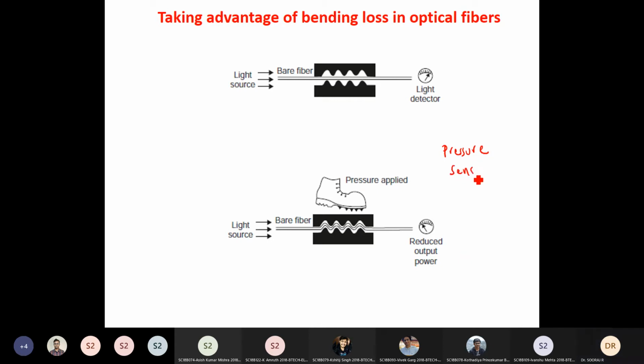So I can always make a sensor which can detect the amount of pressure applied. It could be pressure, it could be strain, it could be many things. You can take advantage of bending loss in optical fibers to decide what pressure is being applied. So this is one such example where, even though the bending loss is bad, you can take it to your advantage.